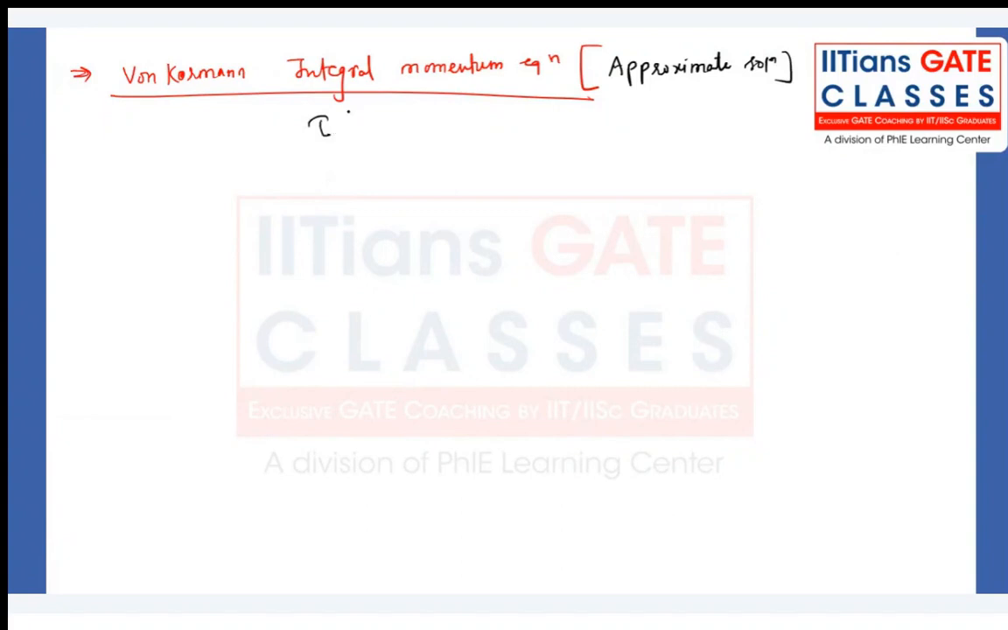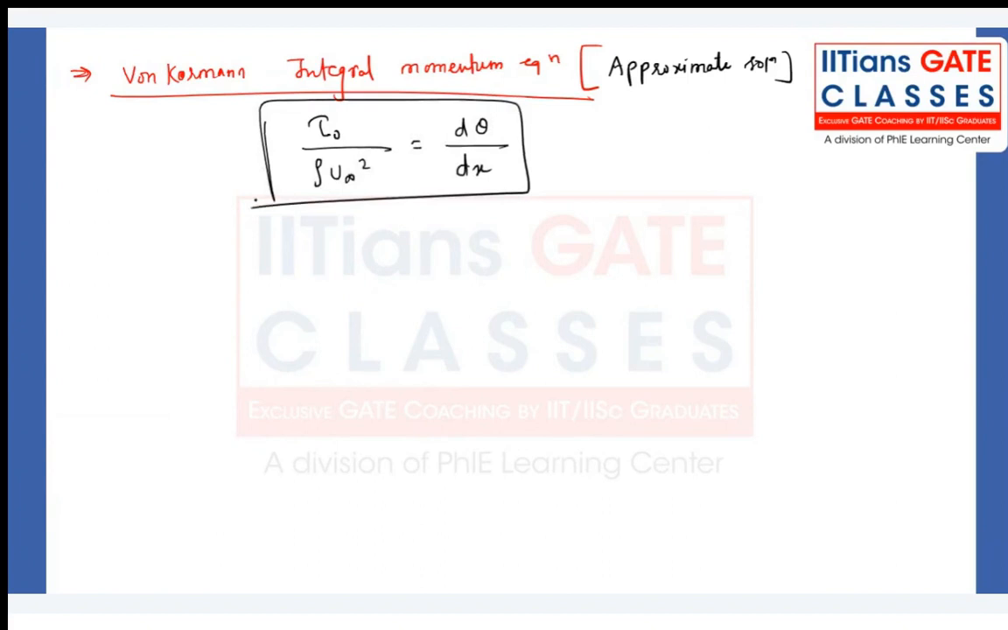Tau divided by rho u infinity square is equal to d theta by dx. Tau naught will be mu into du by dy at y equal to 0.